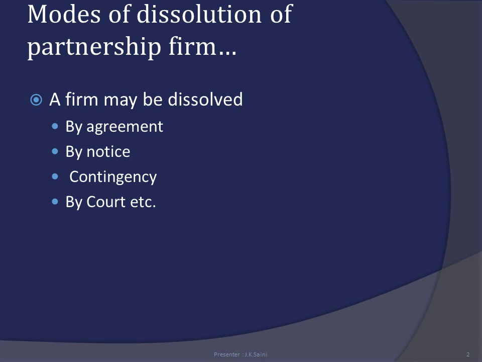There are various modes of dissolution of partnership firm. A firm may be dissolved by agreement. When all the partners agree, it can be dissolved. By notice, in case a partnership is at will, that means the time of the partnership is not fixed, it can be dissolved by giving notice. Any partner can give a notice and it can stand dissolved. And contingency, when all the partners become insolvent, or the term of partnership has expired, or sometimes compulsory dissolution is there when the business becomes illegal.